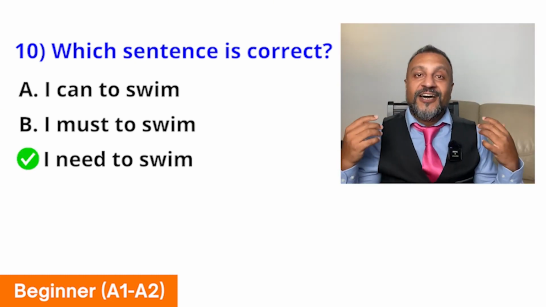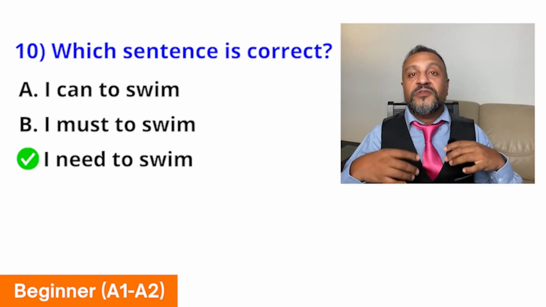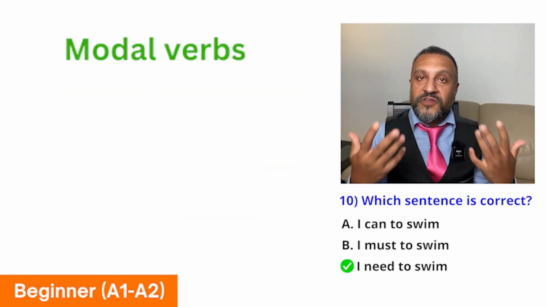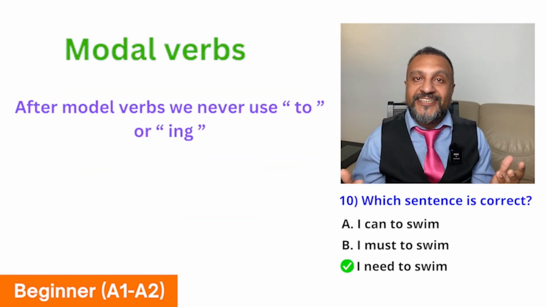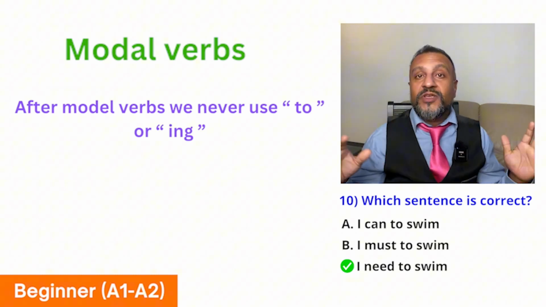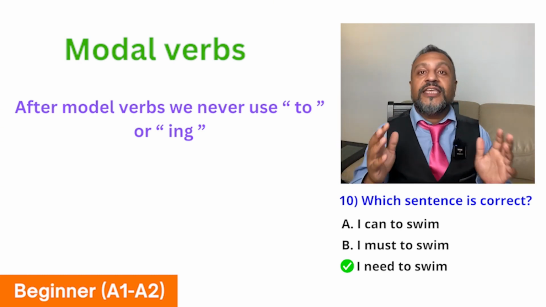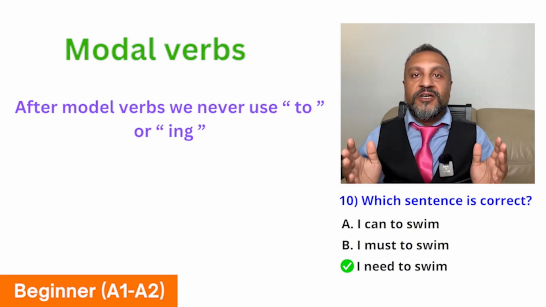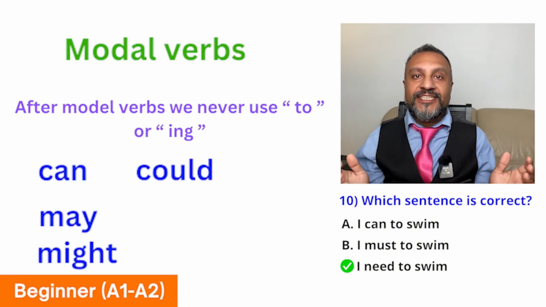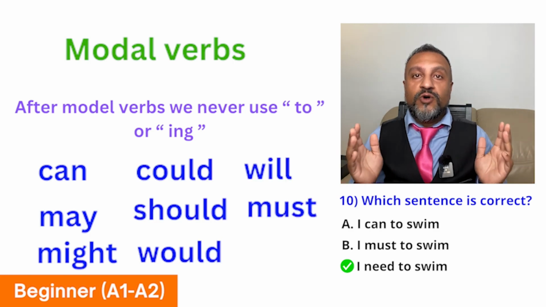The answer is, I need to swim. But why? After modal verbs, we never use to or ing. So the answer is C, because need is not a modal verb. The most common modal verbs are can, may, might, could, should, will, or must.